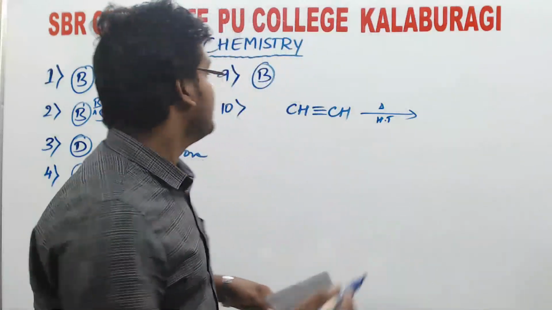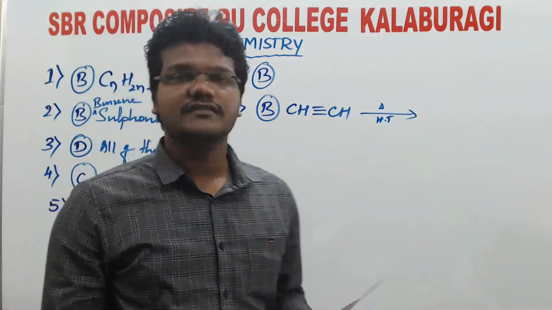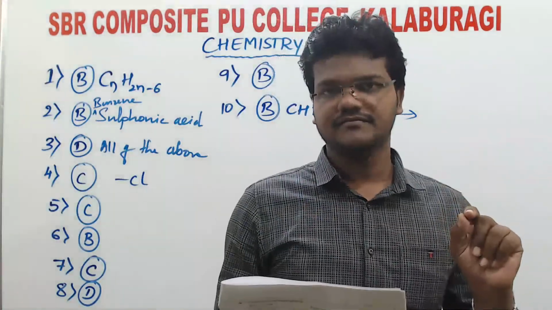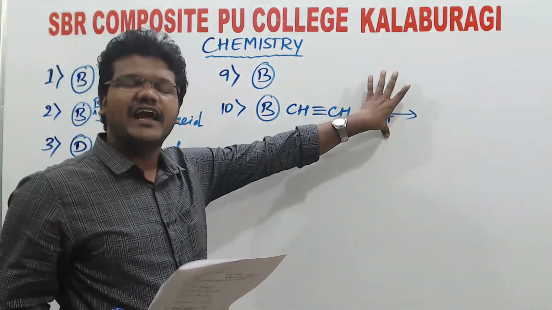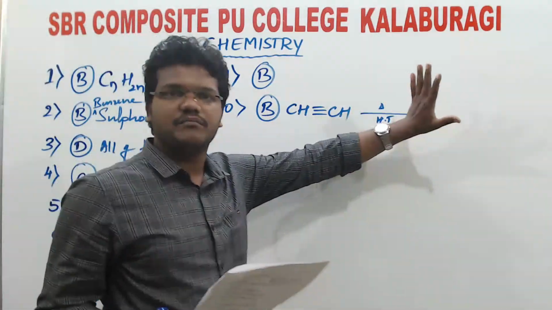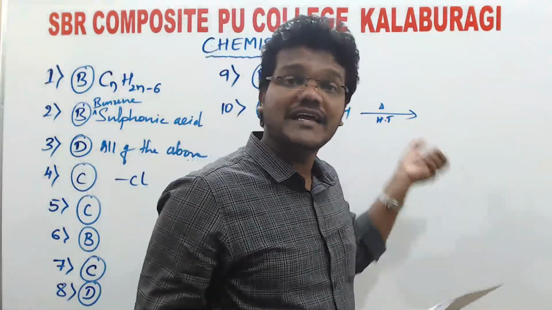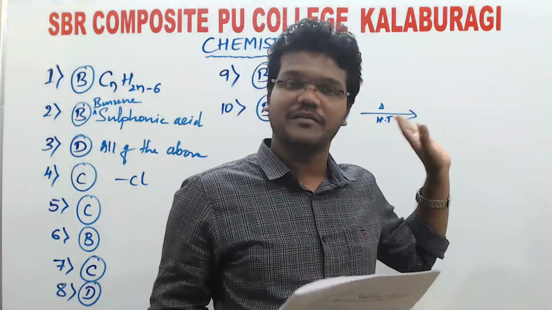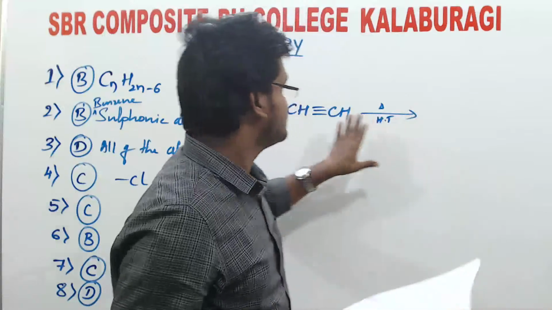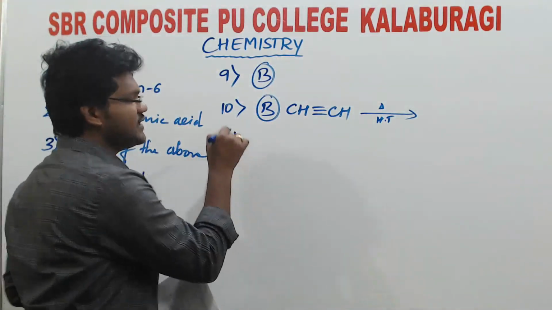So it has to be my option number B. For the 10th one, the correct answer is B. Correct? Acetylene on polymerization at very high temperature and pressure, when drastic condition is maintained, will undergo cyclic polymerization and give you benzene. So option number B it is. Let us go for the next question.